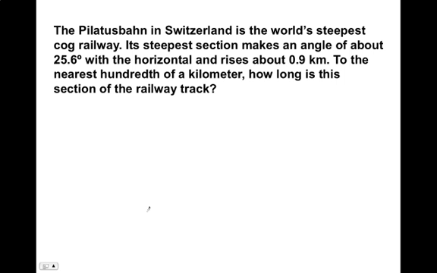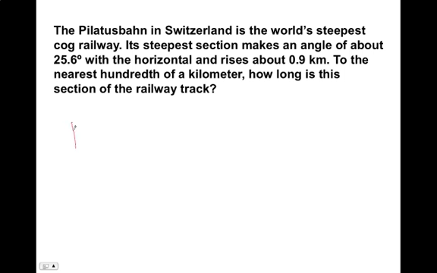Well, now let's take a look at this situation. The Pilatusbahn in Switzerland is the world's steepest cog railway. Its steepest section makes an angle of about 25.6 degrees with the horizontal and rises about 0.9 kilometers. To the nearest hundredth of a kilometer, how long is this section of the railway track? What you need to do now is to draw the picture. So pause the video and draw your picture.